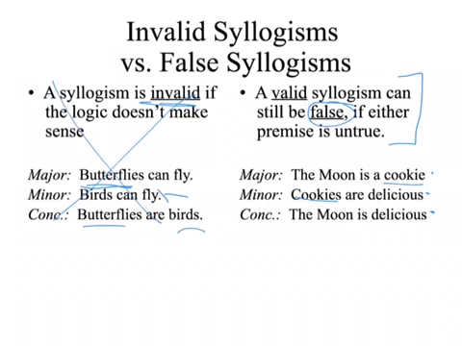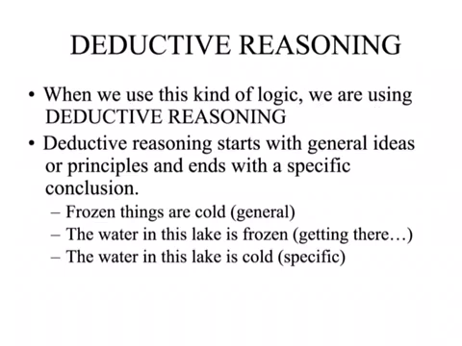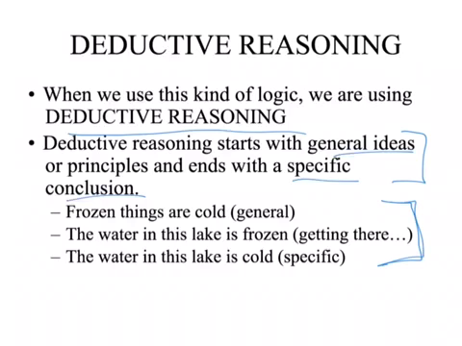Don't worry, we're not going to encounter a lot of invalid or false syllogisms this year. I just wanted to point out to you what they are so that when you encounter them elsewhere, you know what you're looking at. So when we use logical syllogisms, we're using deductive reasoning. It starts with general ideas or principles and ends with a specific conclusion. Many of you, when you took the first quiz on deductive reasoning, really got hung up on that particular definition without really understanding what a logical syllogism is. So, yes, we do start with general ideas and get to a specific conclusion, but it's only in this particular format of a logical syllogism.